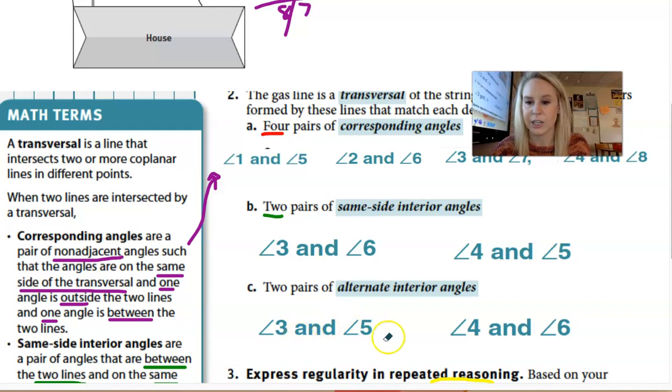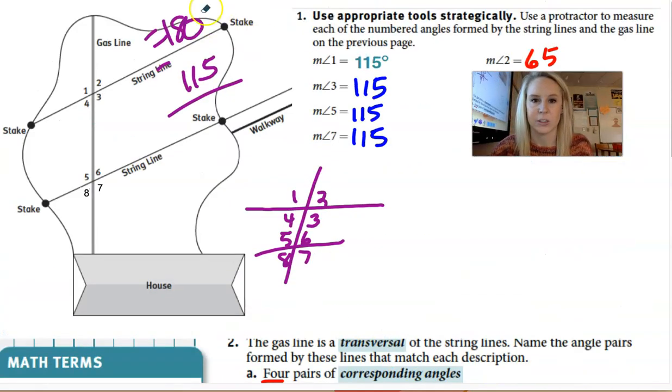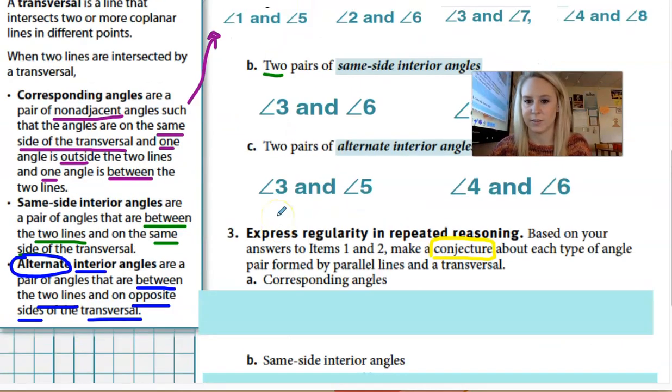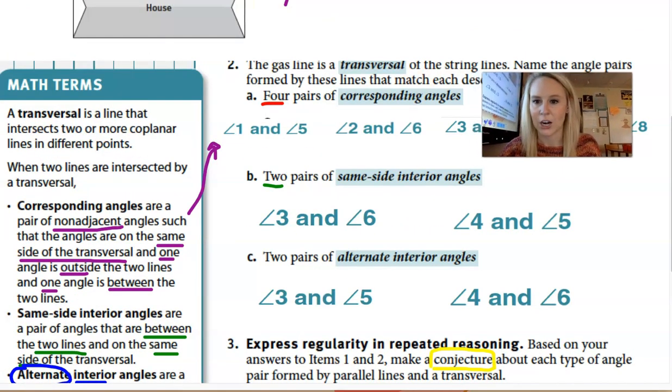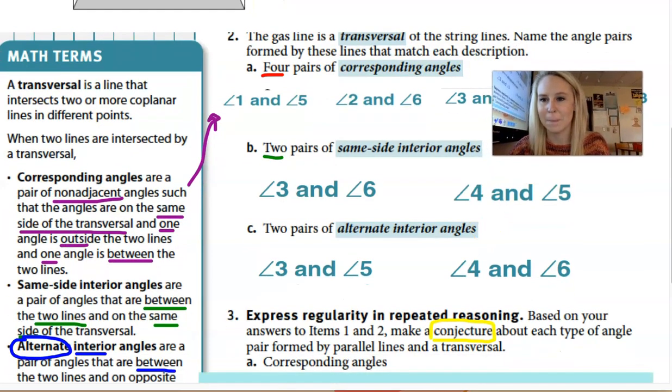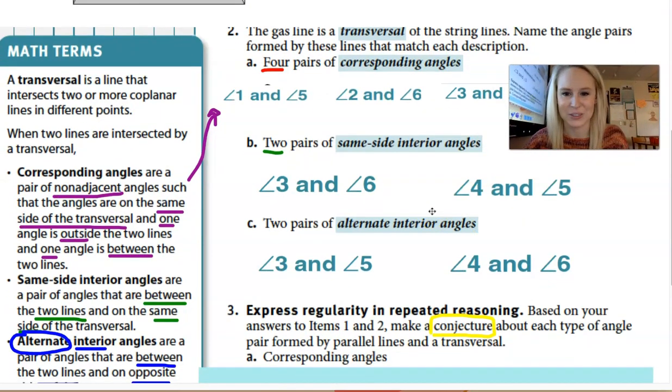Alternate interior, we talked about 3 and 5, but you also have 4 and 6. So 4 and 6, one on the left, one on the right. They're both on the inside. So this is the inside of your parallel lines. Okay? All right. Those are some very important vocab words that we'll be using.